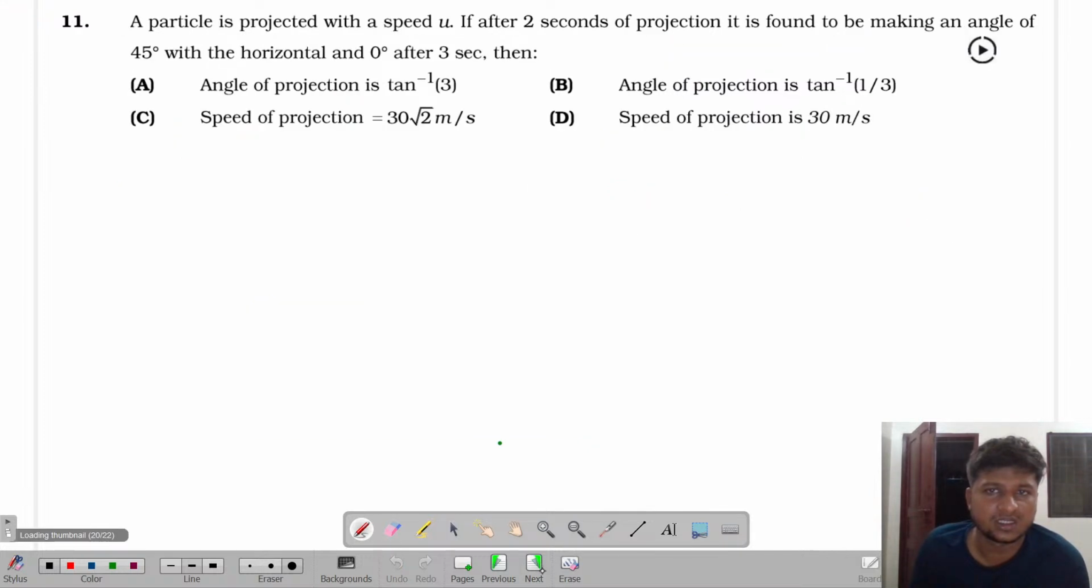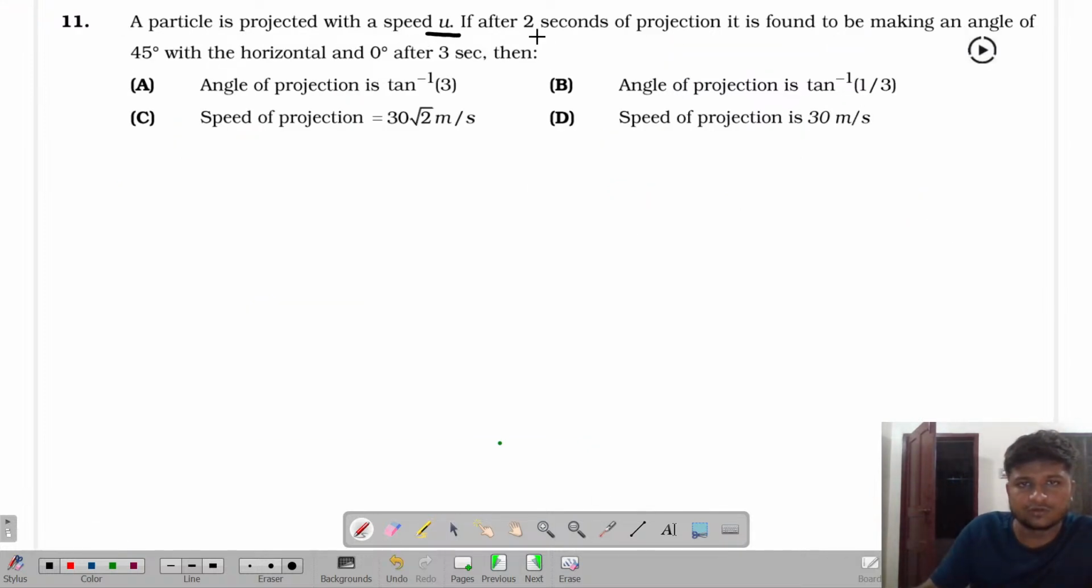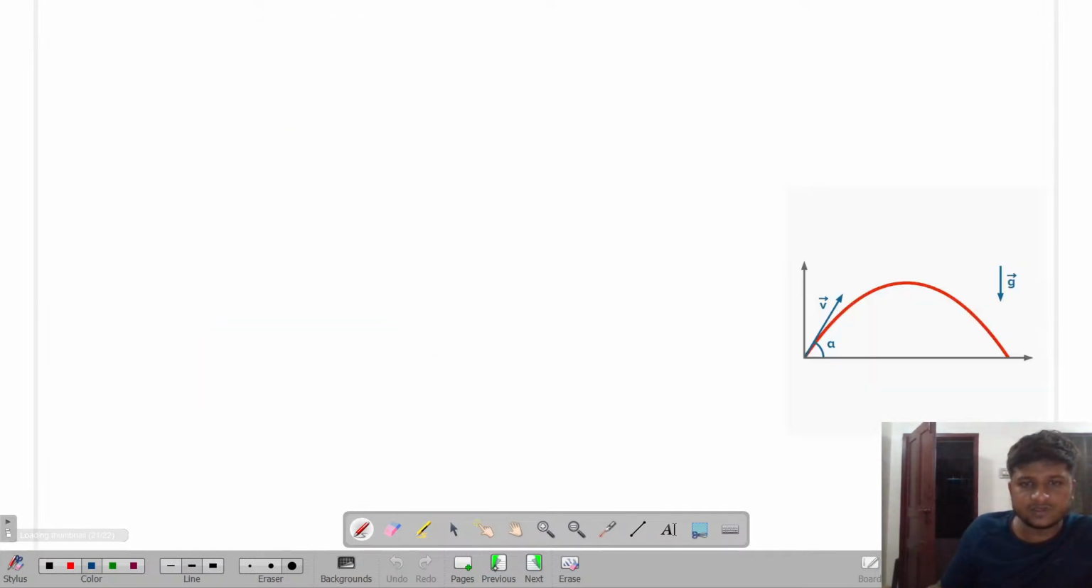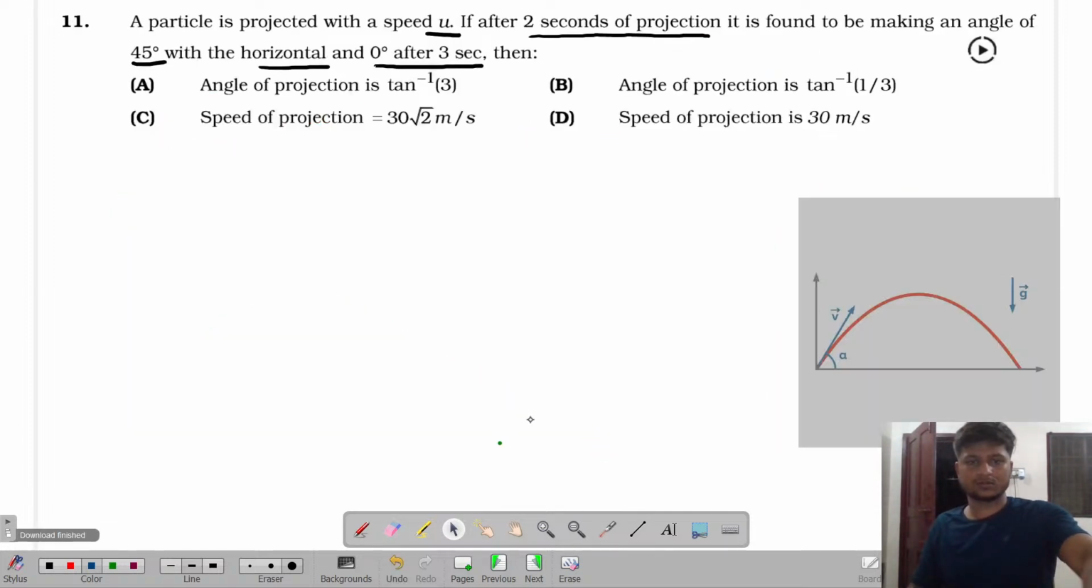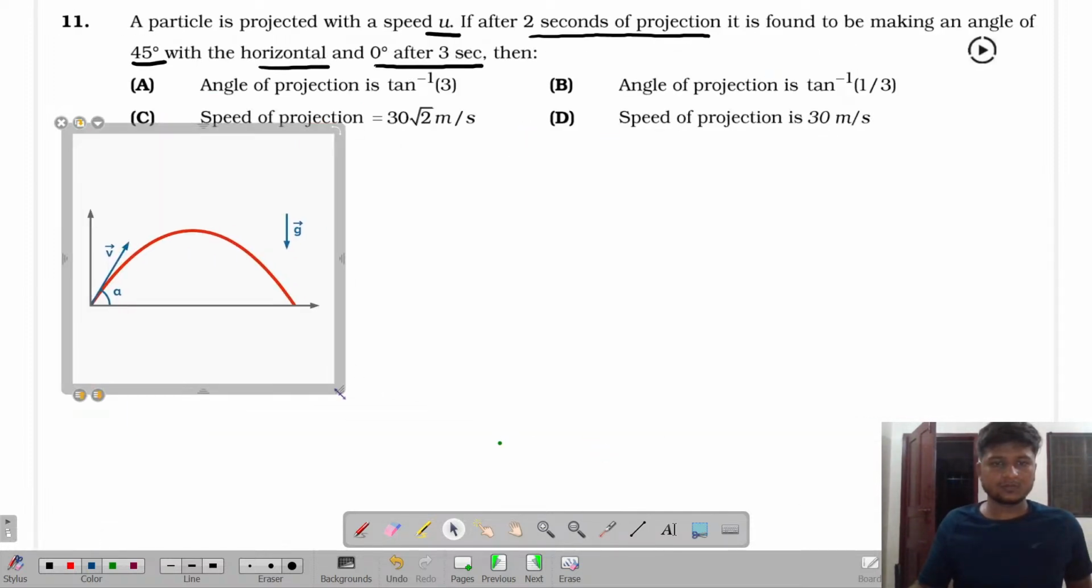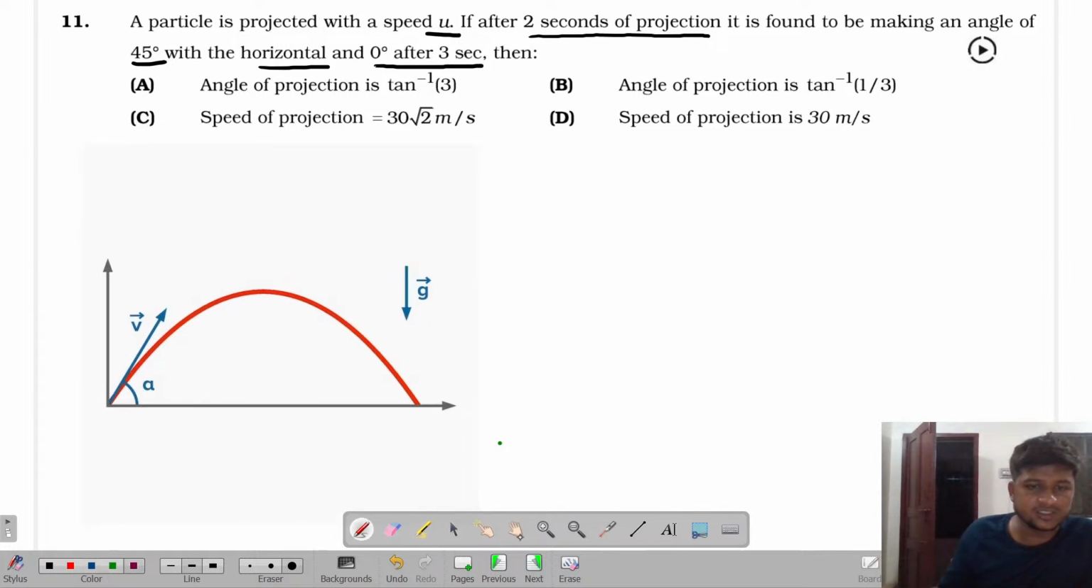Okay. Next was: a particle is projected with speed u. After 2 seconds of projection, it is found that it is making an angle of 45 degrees with the horizontal and 0 degrees after 3 seconds. When is it making 0 degrees after 3 seconds? For any kind of projectile, when is its velocity making 0 degrees? It is only possible at maximum height, when the particle's velocity is only along the horizontal. Are you able to get me or not?